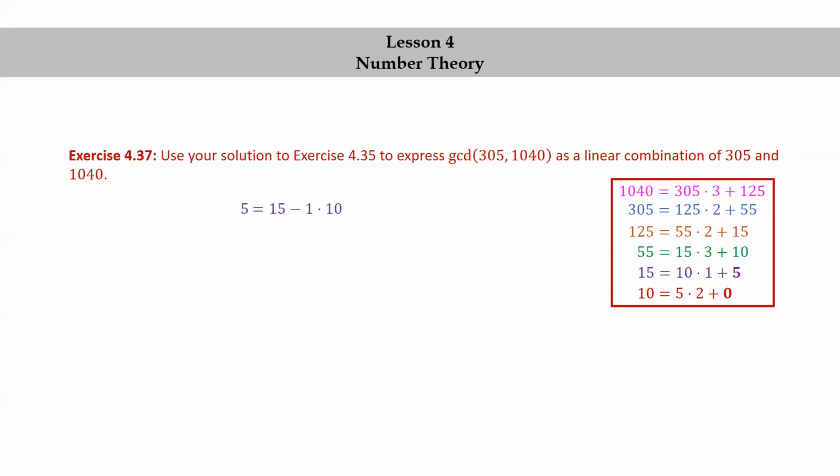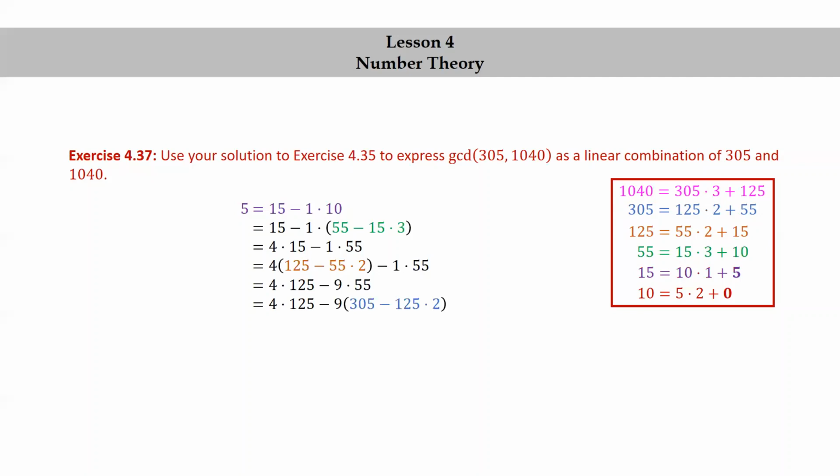Okay, so we have 5 can be written as 15 minus 1 times 10, which is 15 minus 1 times 55 minus 15 times 3, right? Because we could replace the 10 by 55 minus 15 times 3. Distributing, we get 4 times 15 minus 1 times 55. Then we can replace 15 by 125 minus 55 times 2. Distribute to get 4 times 125 minus 9 times 55.